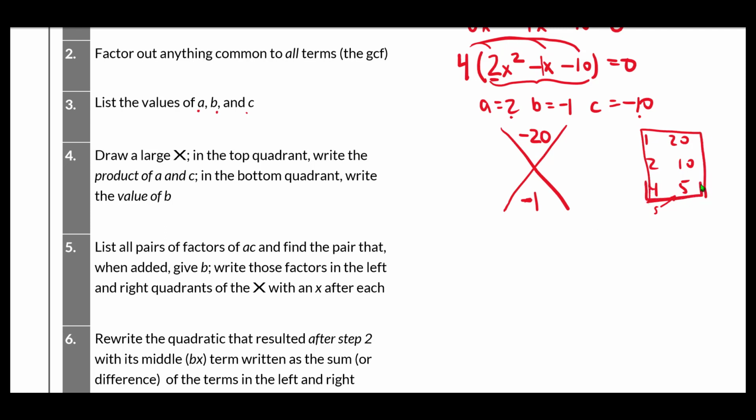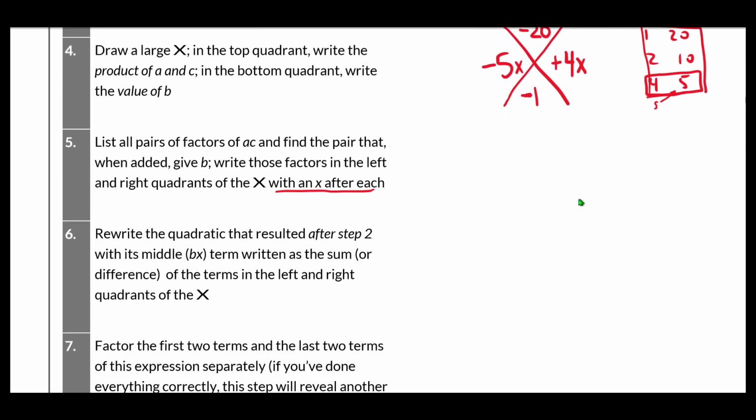And of course, just like in the example I gave you, the 4 and the 5 is the pair that is going to multiply to 20 and somehow give me that negative 1. I do have to figure out what the signs will need to be. In this case, same as the example above, I have a negative 5 and a positive 4. So I have written, I'm on step 5 here, those factors in the left and right quadrants, but now I want to put an x after each of those. So negative 5x plus 4x.